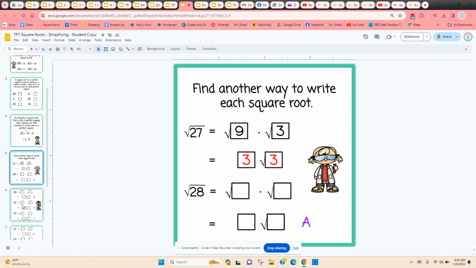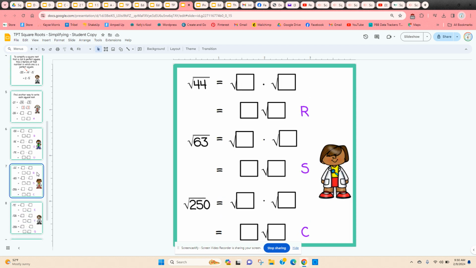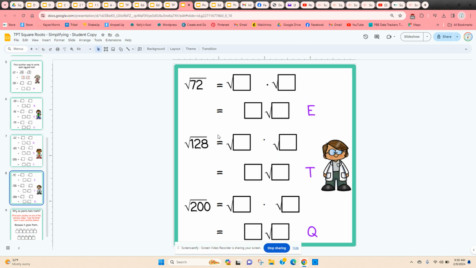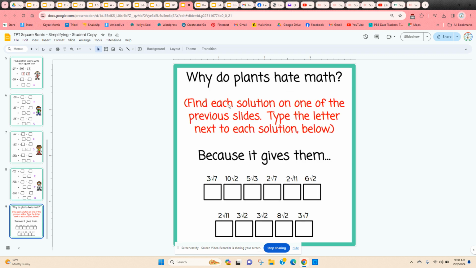Now, students have several that they're going to work on solving. Each one has a purple letter next to the answer. So you can see each one of these when you have the answer. You can see that there's a letter in purple. They're going to use that letter on the final slide to solve a riddle.